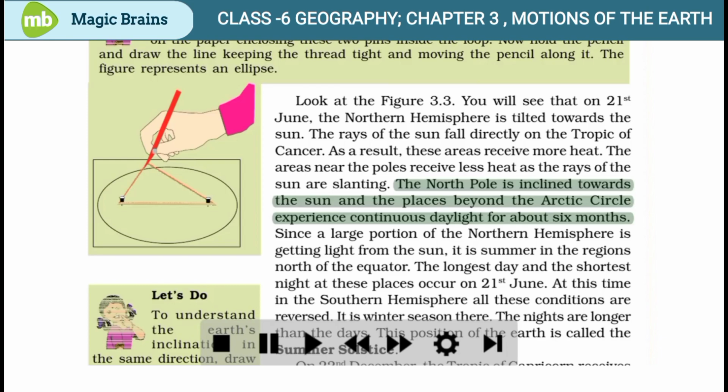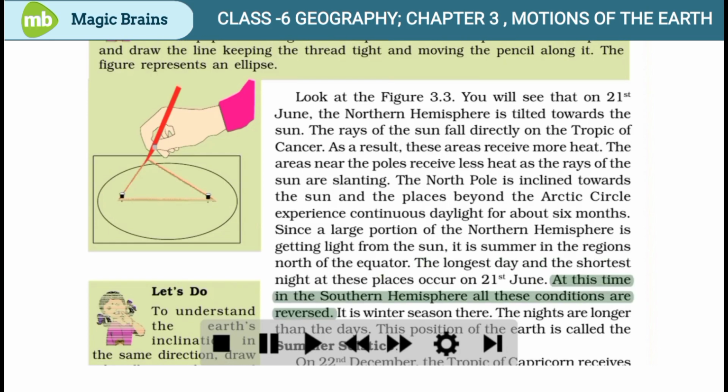The North Pole is inclined towards the Sun, and the places beyond the Arctic Circle experience continuous daylight for about 6 months. Since a large portion of the northern hemisphere is getting light from the Sun, it is summer in the regions north of the equator. The longest day and the shortest night at these places occur on 21st June. At this time in the southern hemisphere, all these conditions are reversed.